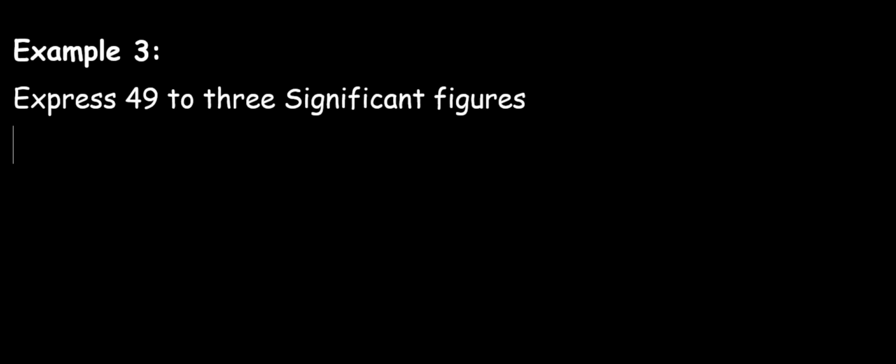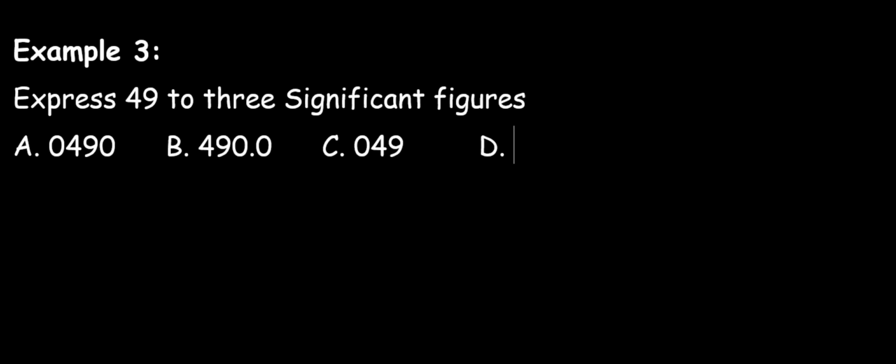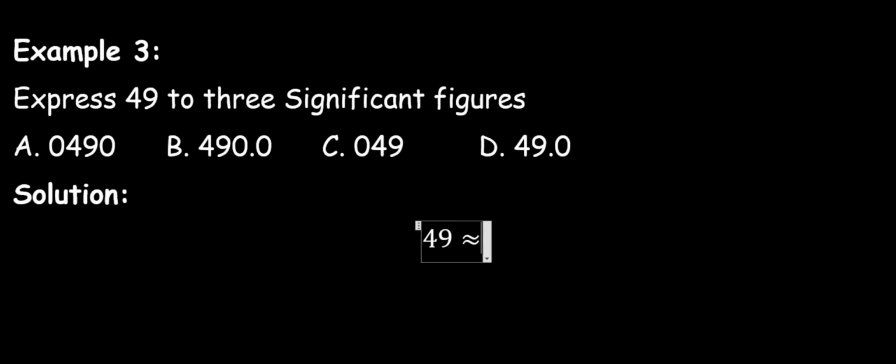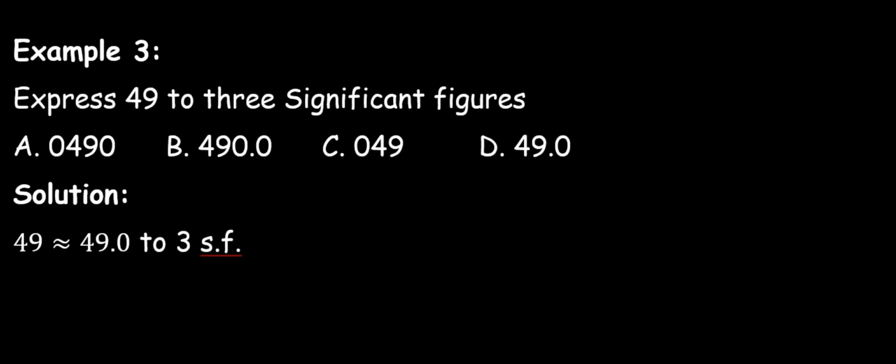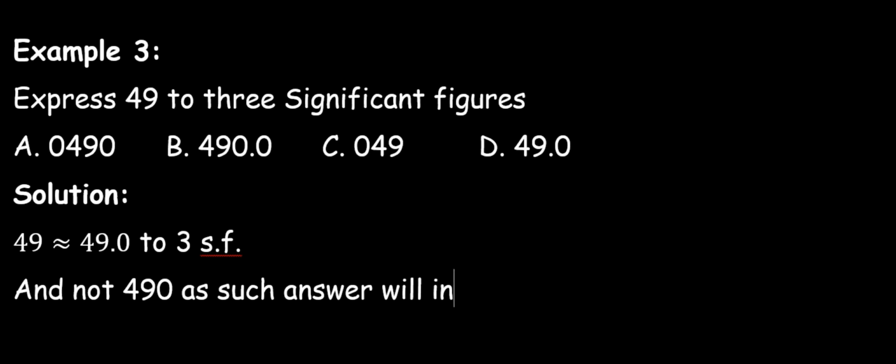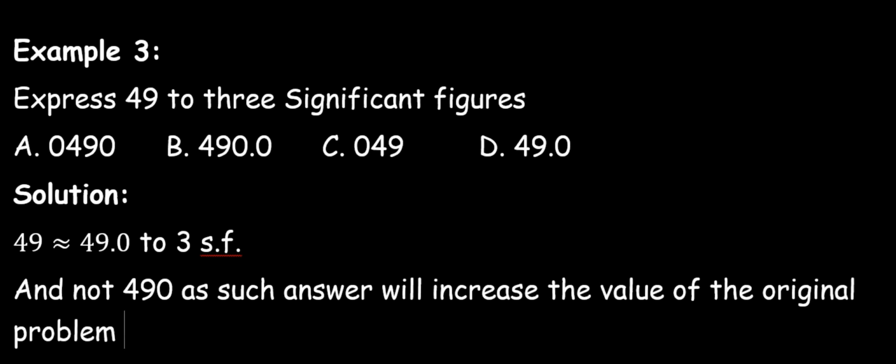Another example. Express 49 to 3 significant figures. Options. A, 0490. B, 490.0. C, 049. D, 49.0. Solution. 49 is approximately equal to 49.0 to 3 significant figures, and not 490, as such an answer will increase the value of the original problem figure.